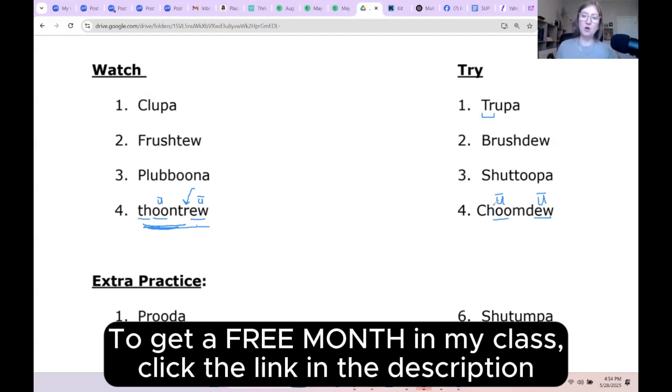Okay, so we have this OO that says ooh. EW also says ooh. Look at that, two different spellings for the same sound. You can also use just a regular old U to say ooh. It all depends on the letters that are around it. OO is generally for the beginning and middle. EW is generally for the end. That's why they are spelled differently. It's because of where they are in the word.